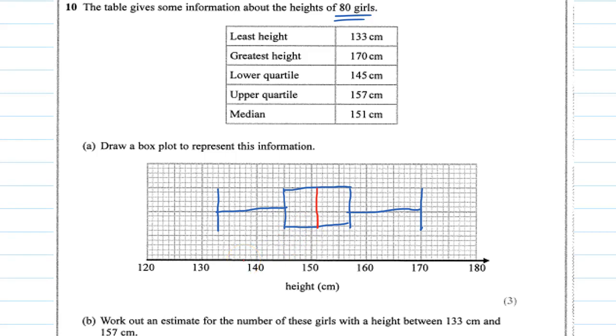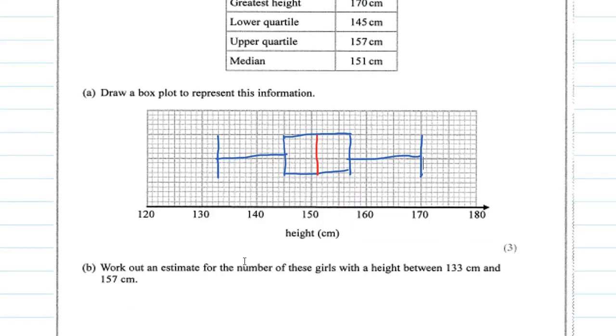Now work out an estimate for the number of these girls with the height 133 to 157. So if you see from here, that is 133 to 157. Okay, this is covering 3/4 of the total data. Yeah, 3/4, because this is upper quartile UQ, this is lower quartile, and this is median. So from beginning till upper quartile, this part is 3/4. So 3/4 of total girls.